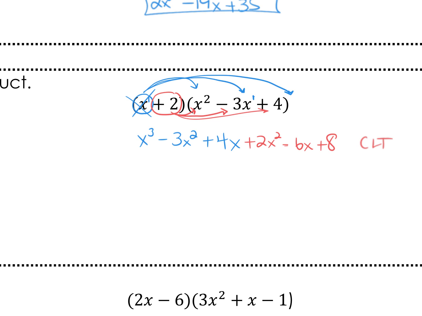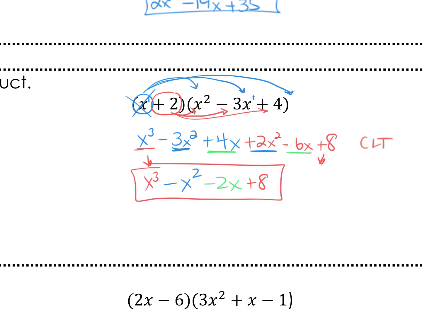Let's combine like terms. So x cubed, there's no other x cubed term, so we'll bring that down. I've got negative 3x squared. That can go with positive 2x squared. So we get negative 1x squared or just negative x squared. We have 4x that can combine with negative 6x, so we get negative 2x. And finally, we'll just bring down that plus 8. There's nothing for that to combine with. Again, guys, remember leaving your answers in that proper standard form.